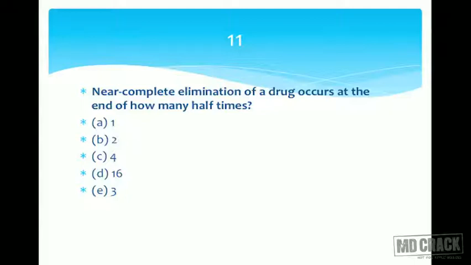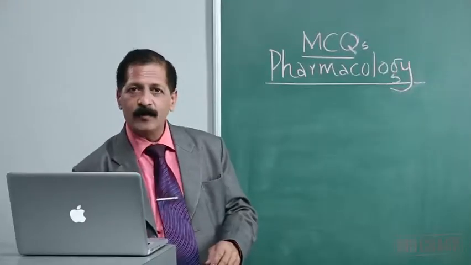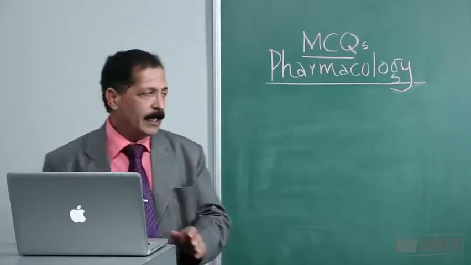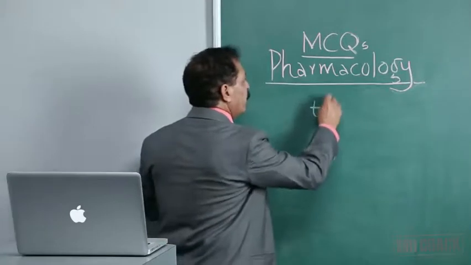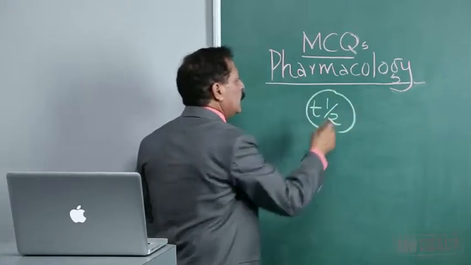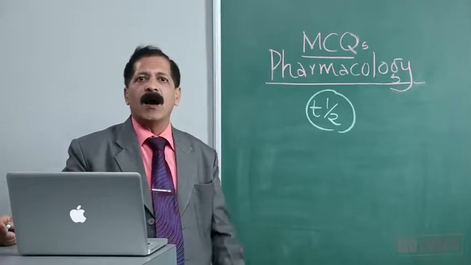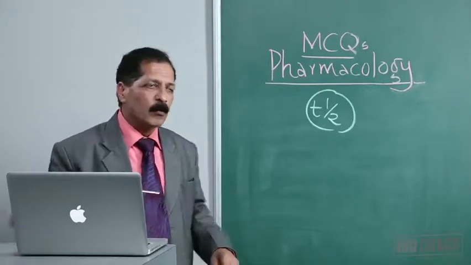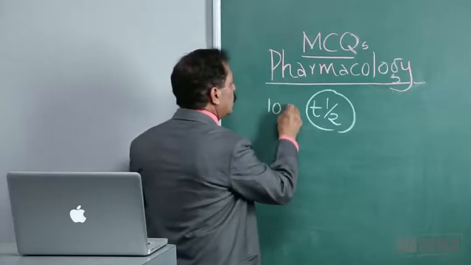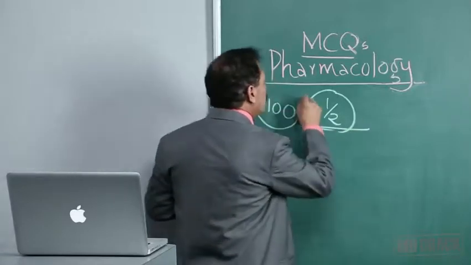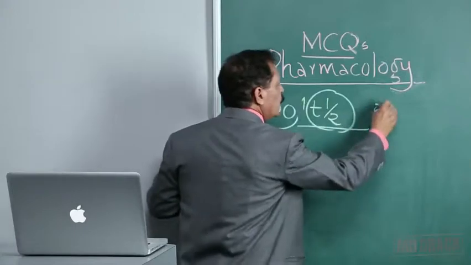Do you know this? Have you learned it by heart or do you remember the concept? If you don't remember the concept, we could do a little bit of work here on this board. One half life, T half, is the time required for the concentration of the drug to come to its half. Suppose the original concentration of the drug is 100. Then after 1 half time, it's going to become 50.